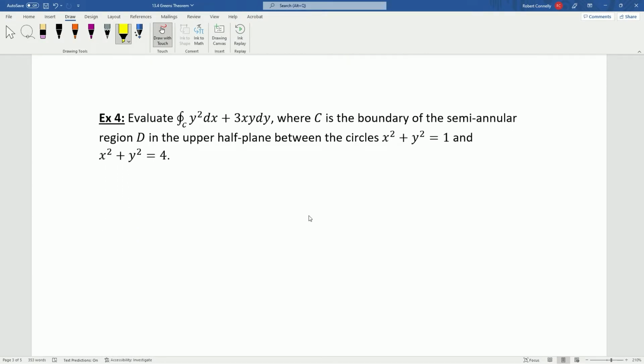So let's take a look at this example here. Evaluate the line integral of y squared dx plus 3xy dy, where C is the boundary of the semi-annular region D in the upper half plane between the circles x squared plus y squared equals 1 and x squared plus y squared equals 4. So it's very important that we pay attention to the fact that it says the upper half plane. And so this circle is radius 1, and the second circle is radius 2.